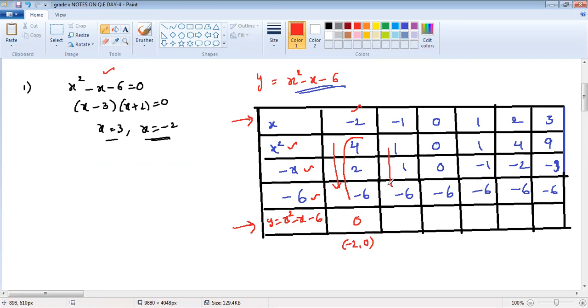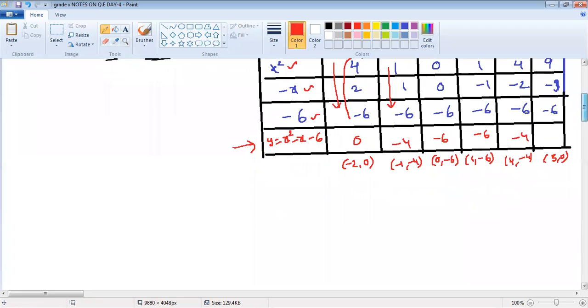Then you should do addition: 1 plus 1, 2. 2 minus 6, minus 4. So minus 1 comma minus 4. And 0, 0 and minus 6, so 0 comma minus 6. Then 1 minus 1 cancel, so minus 6 is the answer, so 1 comma minus 6. Then 4 minus 8, so minus 4, so 4 comma minus 4. Then minus 9 plus 9, 0, so you can write 3 comma 0. So now with these values, I'm going to plot.